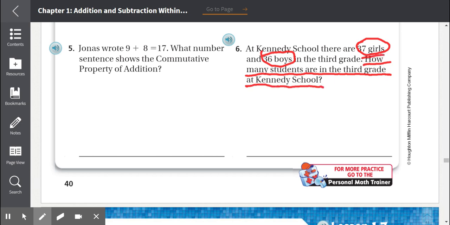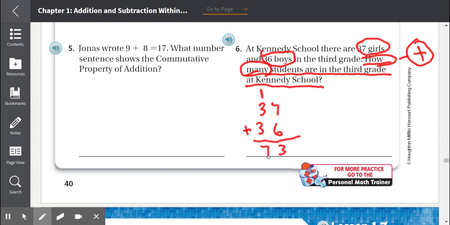And we know that how many means, again, to add. So let's add the 37 girls plus the 36 boys. 7 plus 6 equals 13. We carry our 1. 1 plus 3 equals 4. 4 plus 3 equals 7. So there are 73 3rd graders.